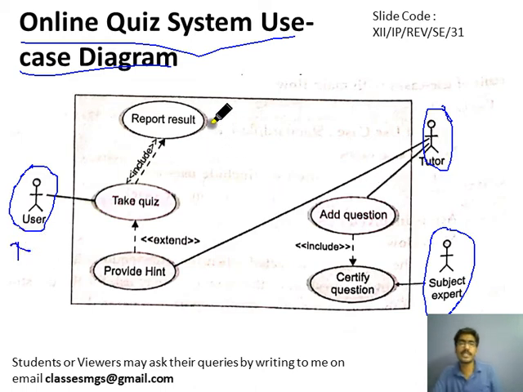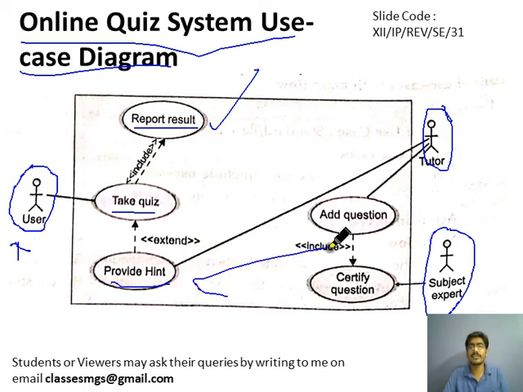And what are the use cases? The use cases are represented through these ovals. Report result is a use case, take quiz is a use case, provide hint is a use case, add question is a use case, clarify the question is a use case. So there are five use cases in this particular diagram, and this big square is the system boundary. These are the communications, plain lines without arrows, and these dashed lines are representing the relationship. This is the include relationship.